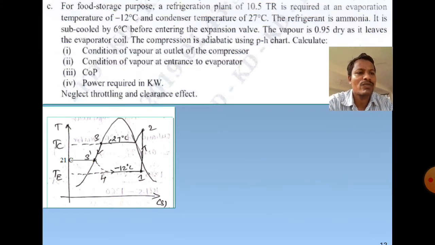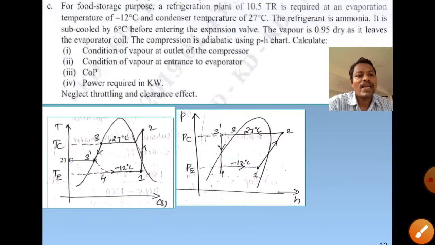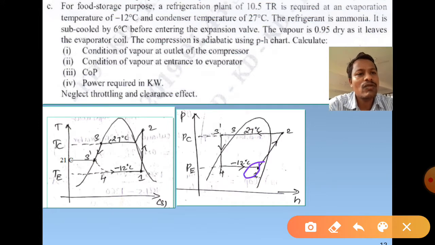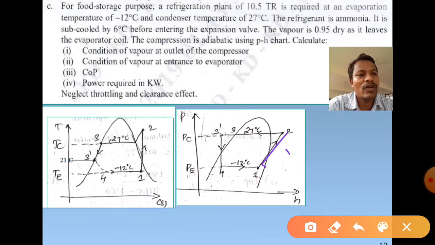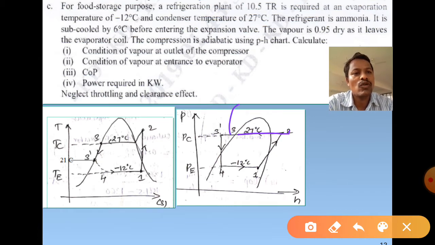So 4 to 1 is the evaporation process. Now here we can represent the pH chart for the subcooling process or undercooling process. Here state 1 is in the wet region, 1 to 2 is an isentropic process. So along the constant entropy line we have to move, that is S is equal to constant here. This is state 2 in the superheated region we have shown. Then again 2 to 3 is the condensation process, 3 to 3 dash is the undercooling process, 3 dash is in the subcooled region, and 3 dash to 4 is an isenthalpic process. Now we have the ready-made chart available for the ammonia refrigerant.